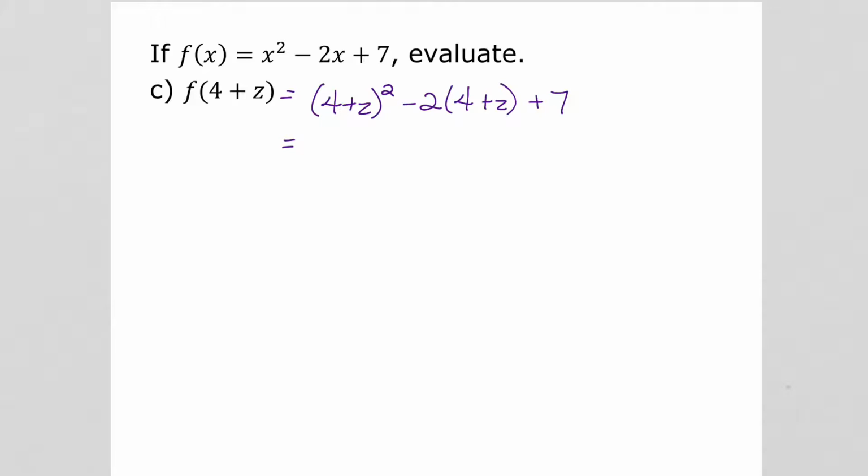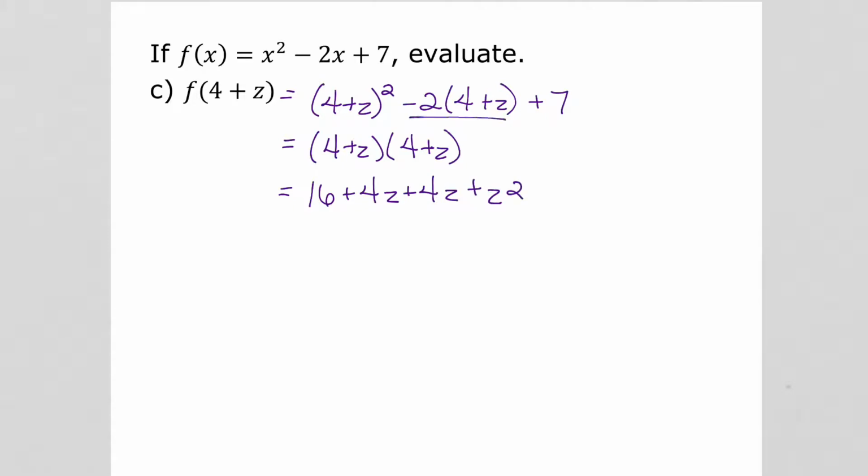So 4 plus z squared, remember that's the same thing as 4 plus z times 4 plus z. I won't always write that out on the notes, but I will for now. So you would FOIL this. First, 4 times 4 is 16. Outer, 4 times z is 4z. Inner, z times 4 is 4z. Last, z times z is z squared.